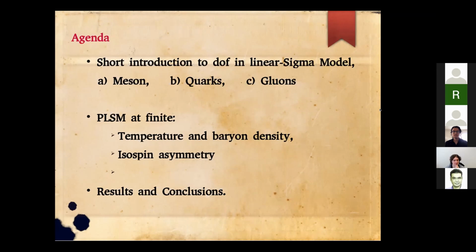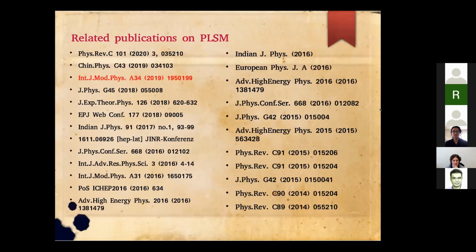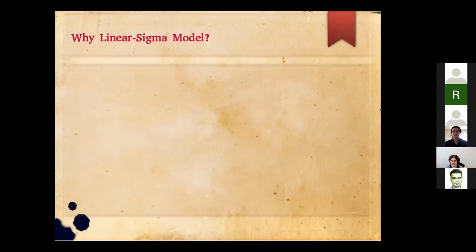This is a list of publications we have already done using this model. It covers a lot of things. I'm going just to review some of them. The talk is divided into two parts. In the first part, I'm going to just review what we have done with this model. In the second part, I'm going to focus on the finite isospin asymmetry and the results which we have obtained.